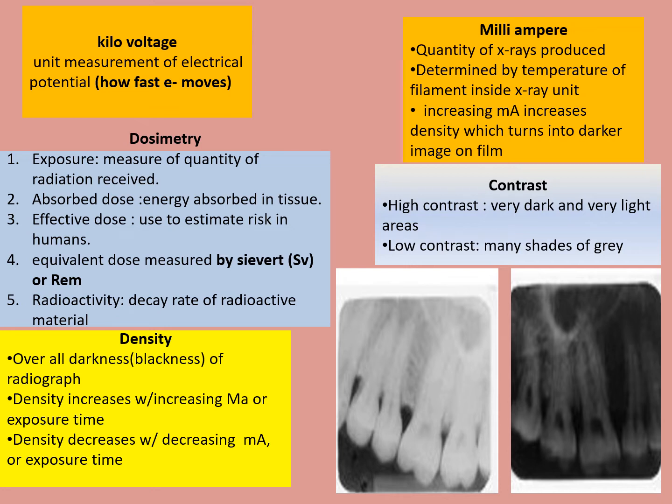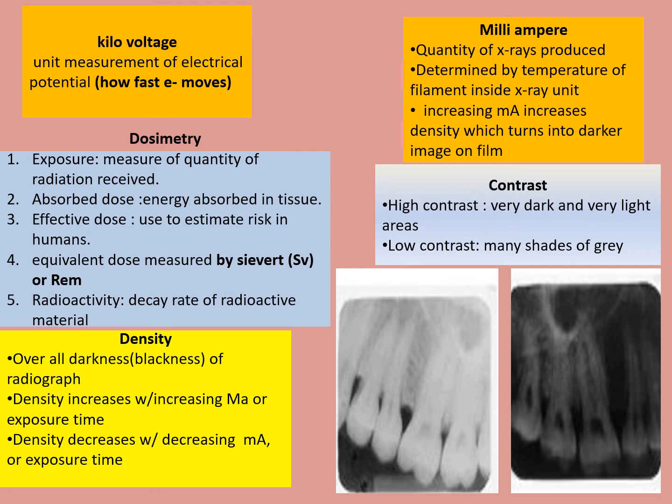Now these are some of the definitions of dosimetry. You can go through them. What is exposure, absorbed dose, effective dose, equivalent dose, which is measured by sievert or rem. Density: you can see here this is the light radiograph and this is the dark radiograph. A lighter radiograph means low density. Low density means low kVp, low exposure, low milliampere current, or you are giving less developer time or lower developer temperature. That can lead to a light radiograph.